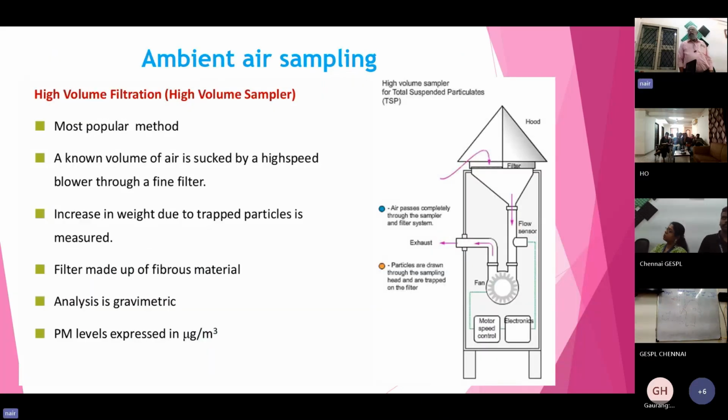Then ambient air sampling. The high volume sampler is the most popular method. The volume of air is sucked in, and the increase in weight is due to trapped particles. That's it. Gravimetric analysis only, and PM levels are in microgram per cubic meter.